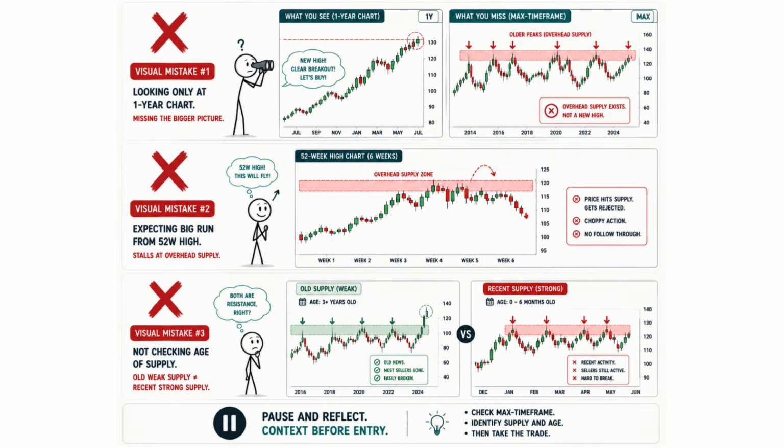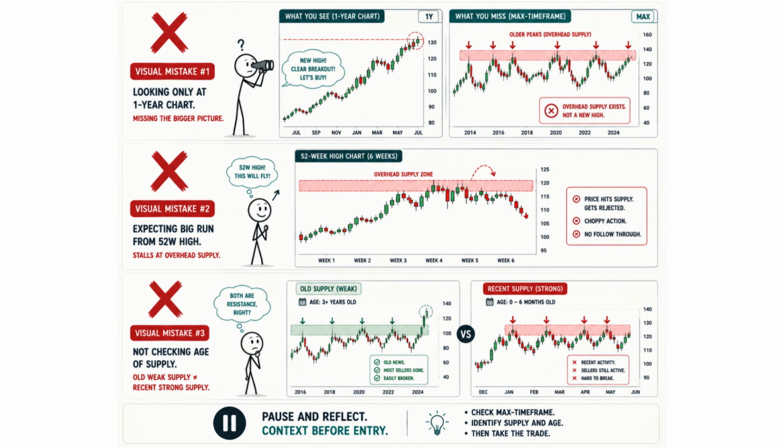Mistake 2, expecting the same run from both. You buy a 52-week high expecting a clean 25% move like an all-time high gave you last time. Then it stalls at overhead supply. Disappointed, you hold too long. Match expectations to the supply situation.